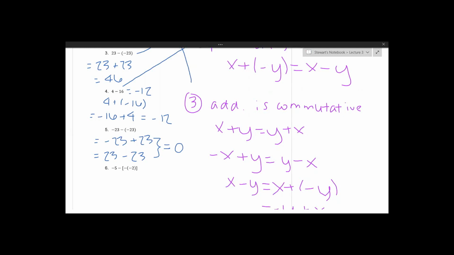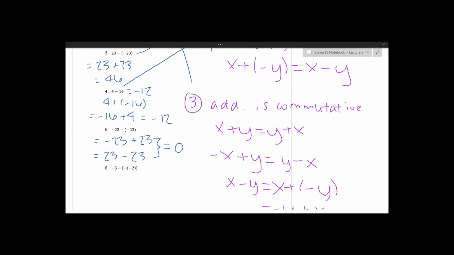If you count down 23 from positive 23, you're going to end up at 0 too. Either way, it helps you to see it. You're going to end up with the same thing. It really is just a personal preference. So that'll help you out there.